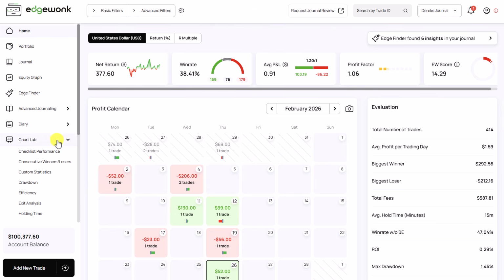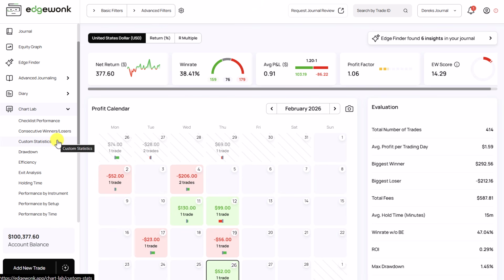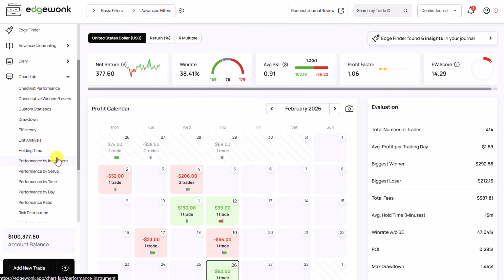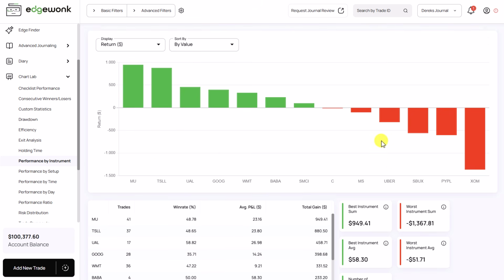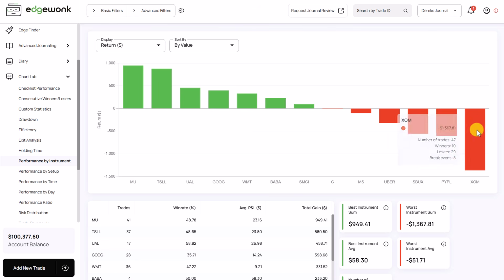So when we go to our chart lab, there are a few areas where we can start. By looking at the instrument, we can see he is definitely a stock trader. He trades a handful of instruments, 13 total. There are two that have a pretty negative performance here, especially XOM, PYPL also. So those are some instruments that don't perform at all.